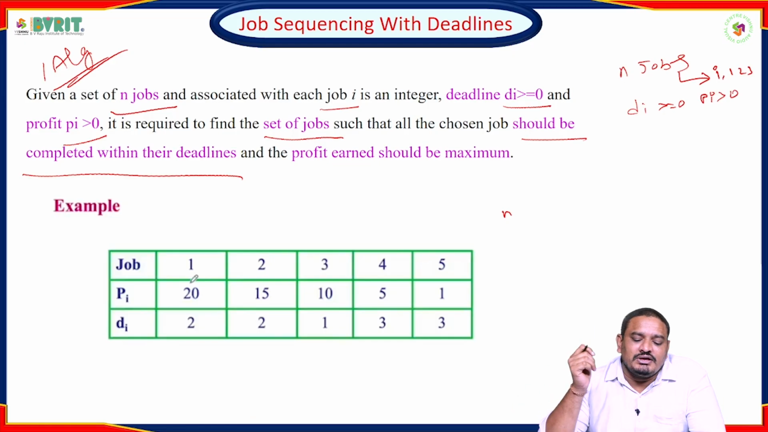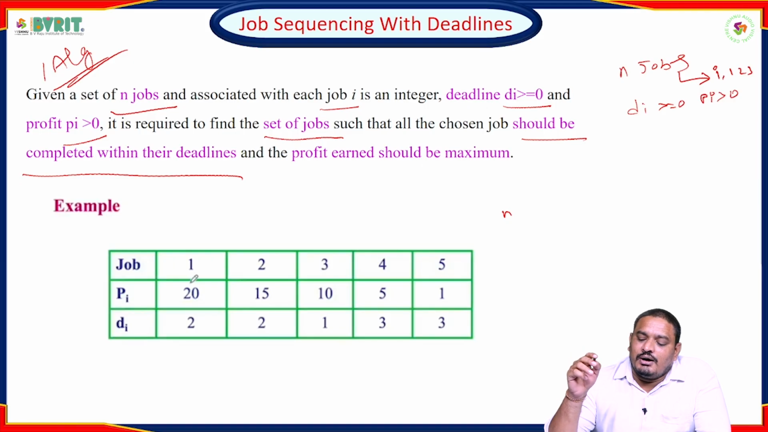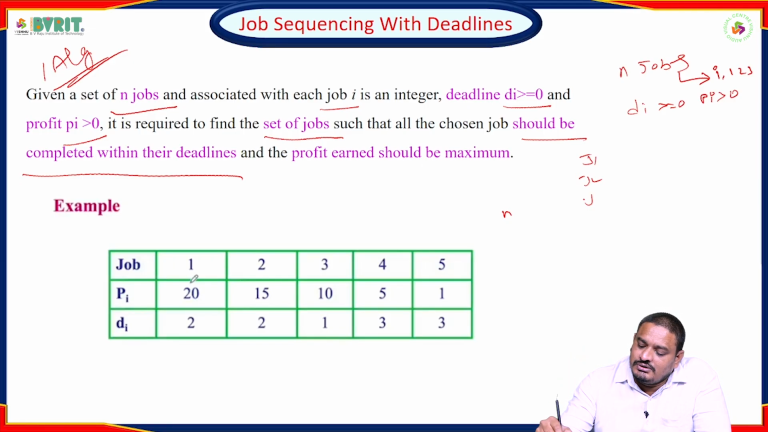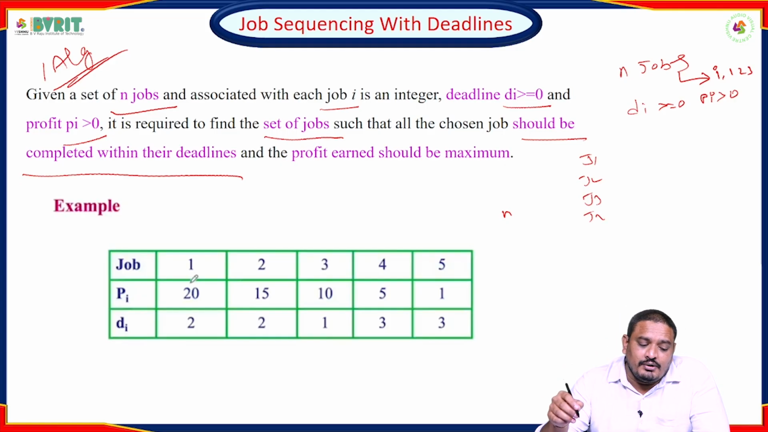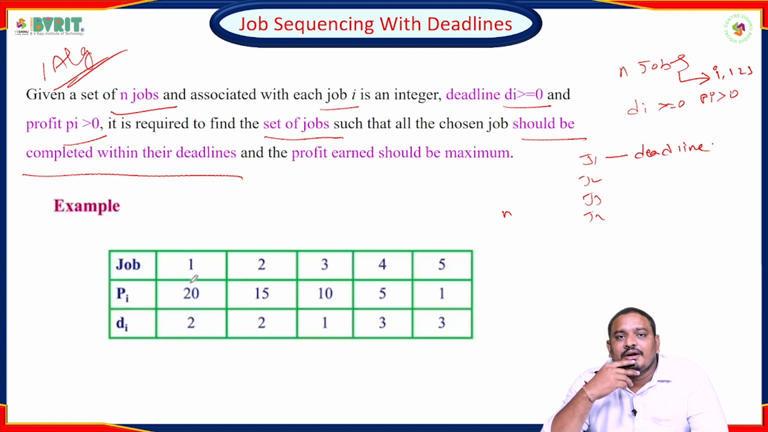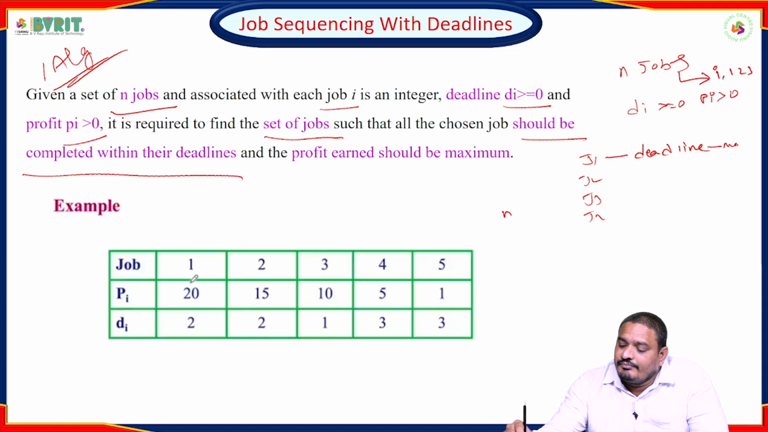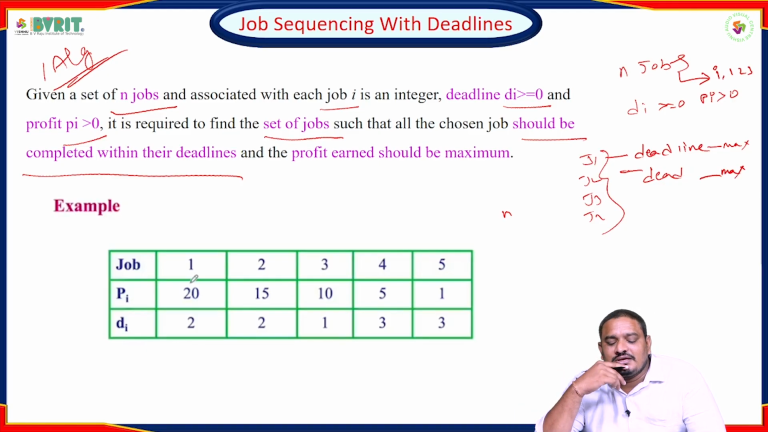Now we are required to find the set of jobs to be completed. For example, J1, J2, J3, J4, like this. These are the different jobs. Each job is completed within its deadline and also earns some profit, and the profit is maximum. Similarly, job 2 is completed within its deadline and the profit is also maximum, like this.